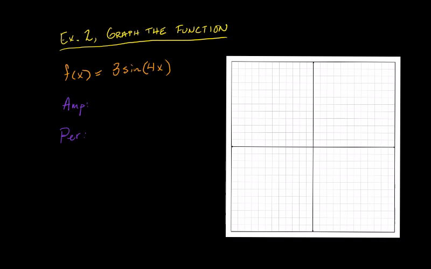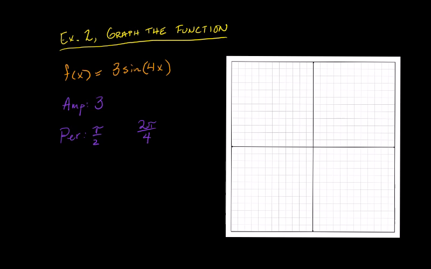And if you would like to try and do this one, you can hit pause and then check your answer with me and watch me work through it. So feel free to hit pause and do that. But the amplitude is going to be 3. 2 pi divided by 4 is going to tell me the period. So that would be pi over 2.